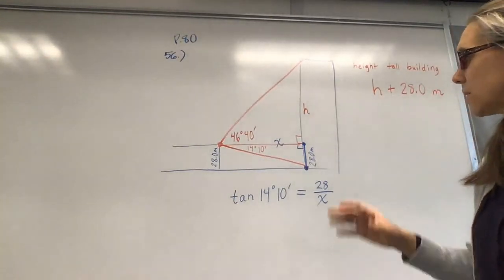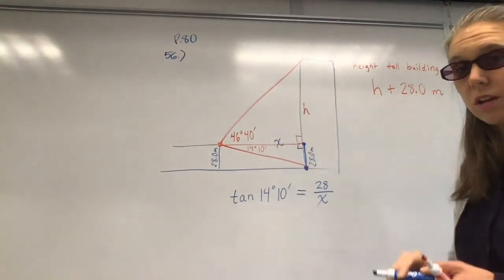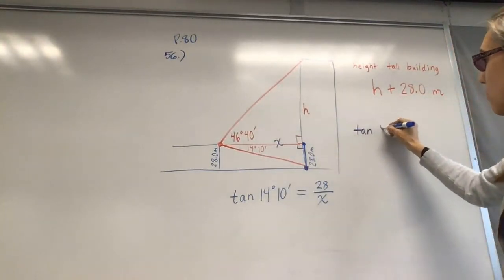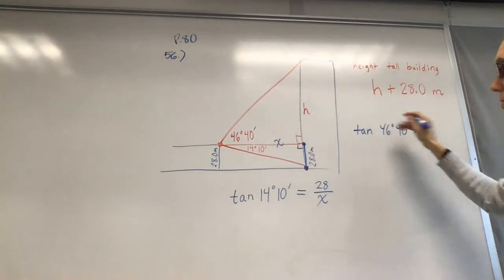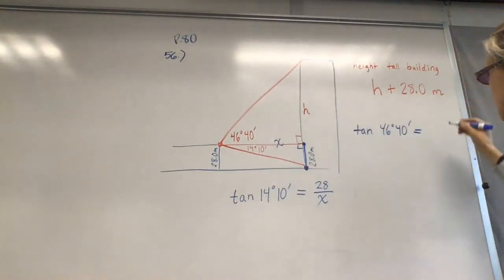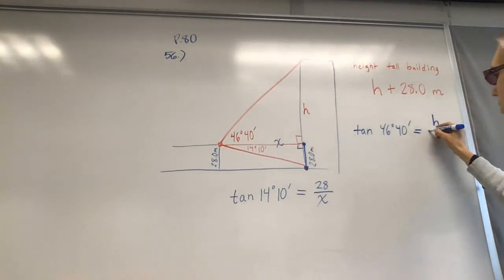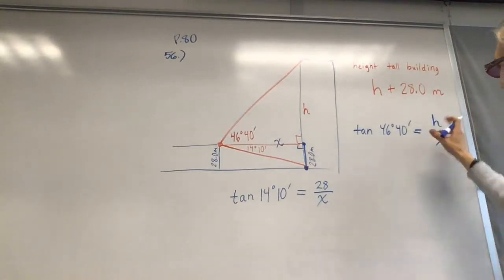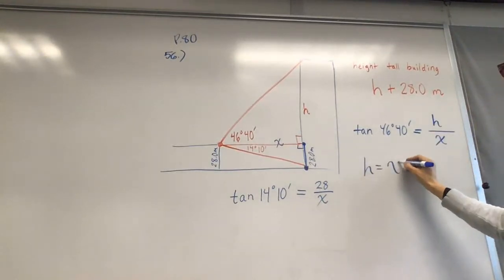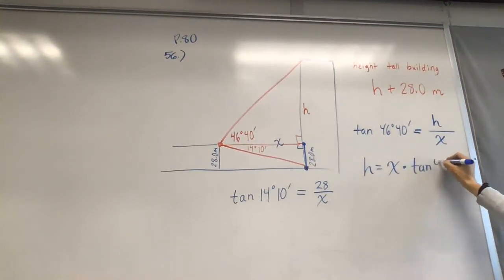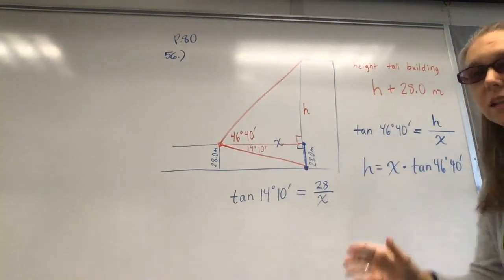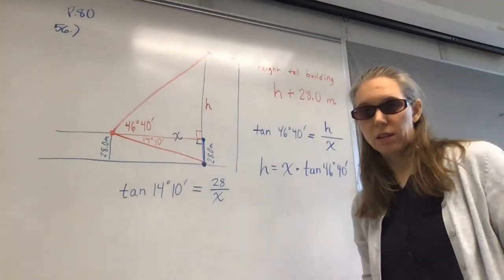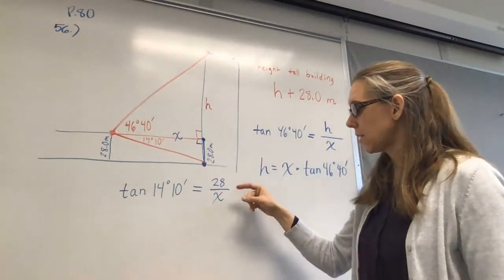Okay? Now, we can set up another tangent ratio for the top triangle. The tangent of 46 degrees, 40 minutes, is equal to opposite over adjacent. So what is H? H, if you cross multiply, is x times the tangent of 46 degrees, 40 minutes. Now, I left this as an x. I didn't put it in as a number yet. And the reason I didn't put it in as a number yet is because I don't want to have a rounding error.